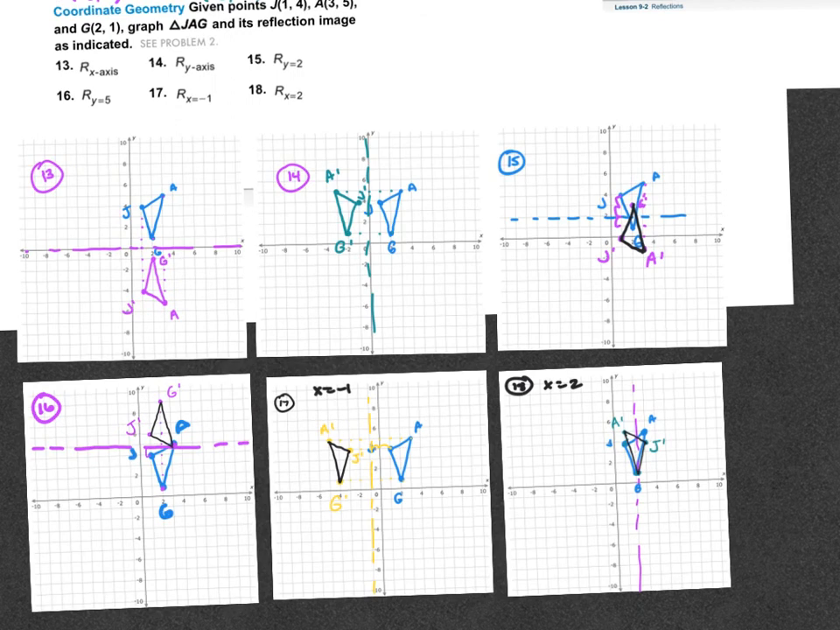So those of you that left them blank or turned in duplicate work, you need to make sure you understand these questions. Hopefully this will help.